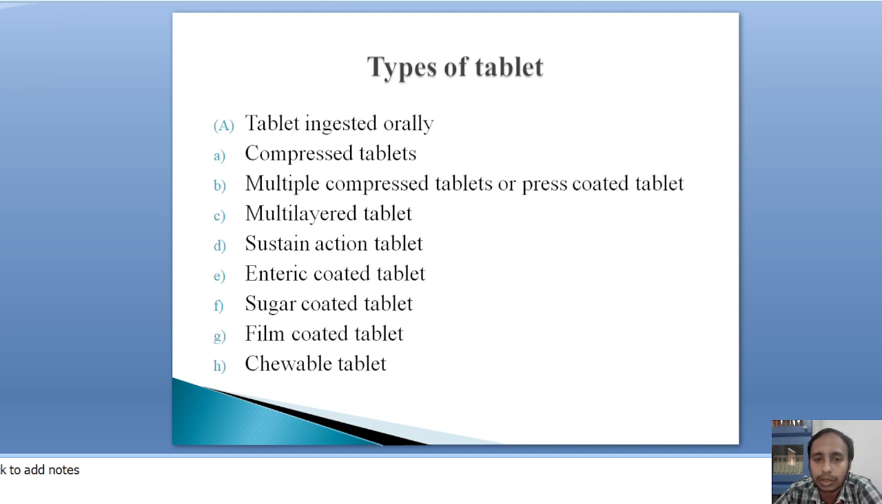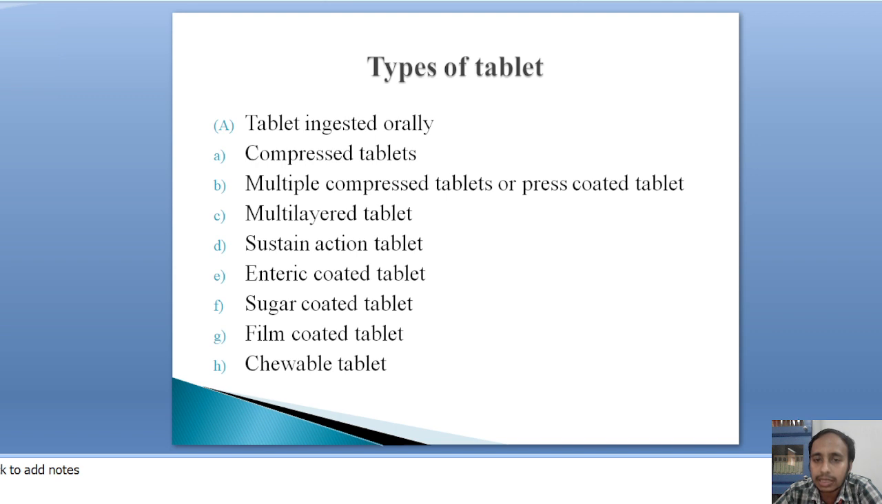That means 1 layer containing immediate release, the 2nd layer containing sustained release. So mostly these are called bilayer tablets. So here also we can say multiple compressed tablets or press coated tablets. Also in point number C, it is said multi-layered tablet.